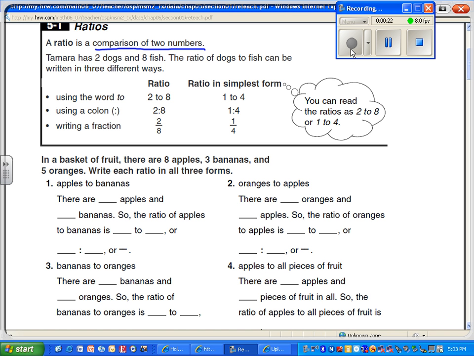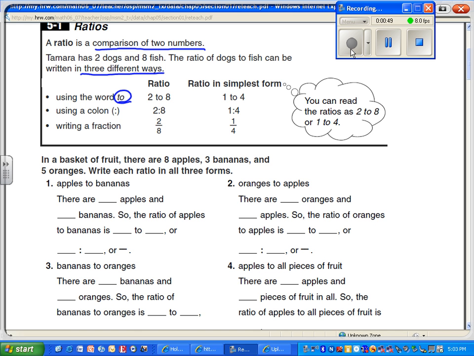If you look up at the top of the notes, you see that a ratio is a comparison of two numbers. In this example, Tamara has 2 dogs and 8 fish. The ratio of dogs to fish can be written in 3 different ways. So please note these 3 different ways on your homework. It does ask you to give the answer in all 3 formats, and that's what you're told right here in your notes.